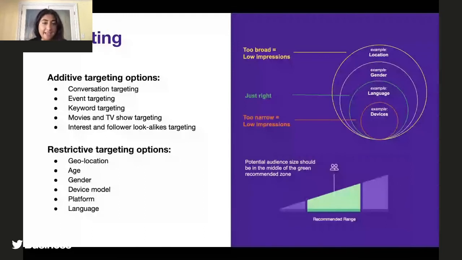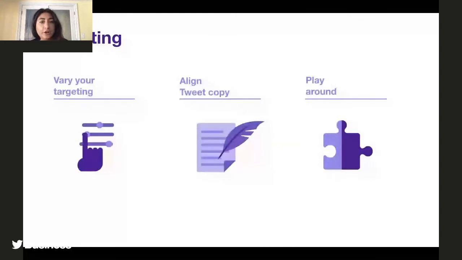With all that being said, the top tips around targeting are: vary your targeting, align your tweet copy, and play around. What we mean by vary your targeting is to avoid running more than one campaign that targets very similar audiences, as they'll be competing against each other to serve, and you don't want that to happen. Align your tweet copy with your creative. For example, if you have one tweet targeting males and one targeting females, make sure your creative aligns with the different targeting parameters.